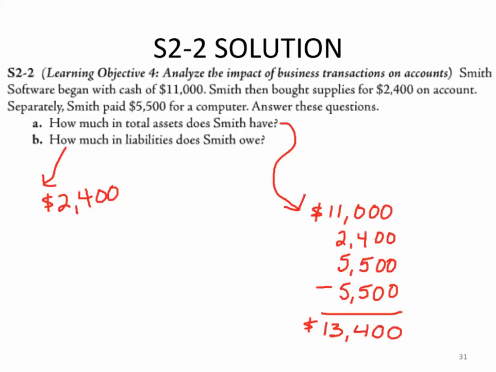We only had one transaction impacting liabilities, and that was the $2,400. So that's how you do that one. That's not a bad one at all. You just need to go through it. And I would say the most challenging part is recognizing that at first you think that paying $5,500 for a computer, you only think about one side of it. But every transaction has at least two sides, two impacts.